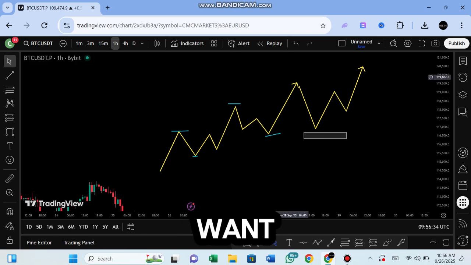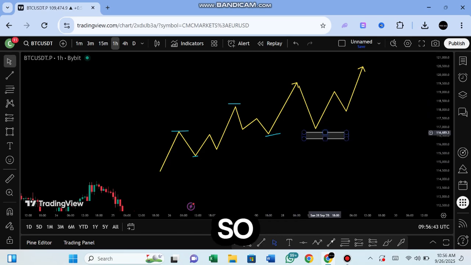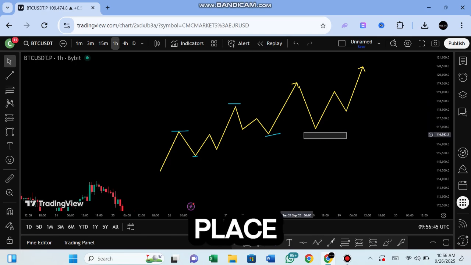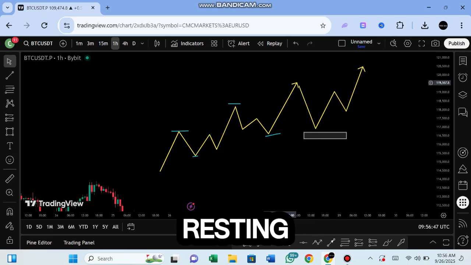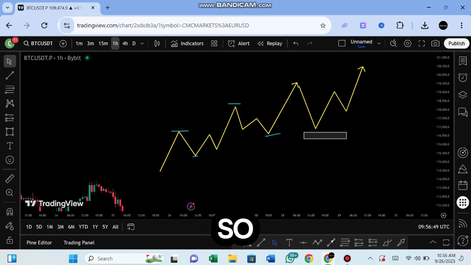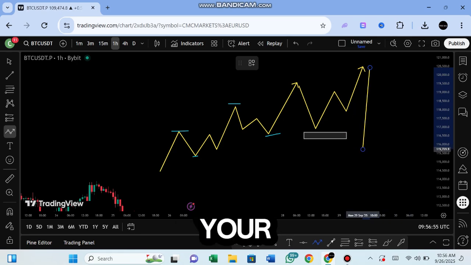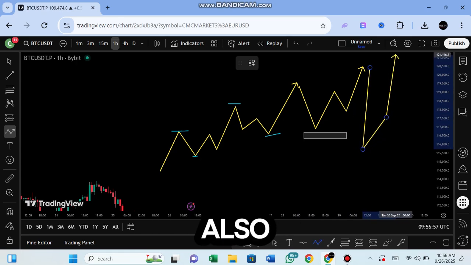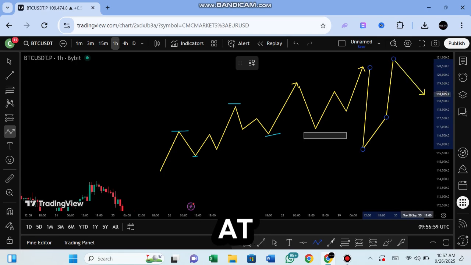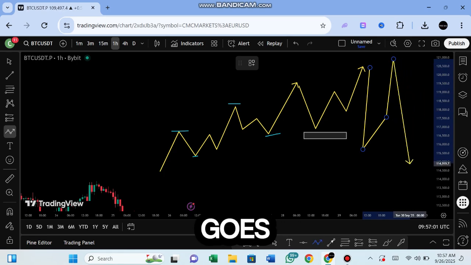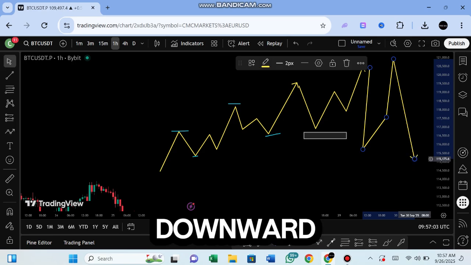For those people that want to sell the market, as much as you are buying, other people want to sell or short. So there'll be stop losses resting at this particular place, which is a swing low, and stop losses resting at this place, which is a swing high. So what market makers will do is come back, sweep your liquidity, trigger your stop loss at this place, and also trigger the stop losses resting at this place, before the market goes in either the upward or downward direction.